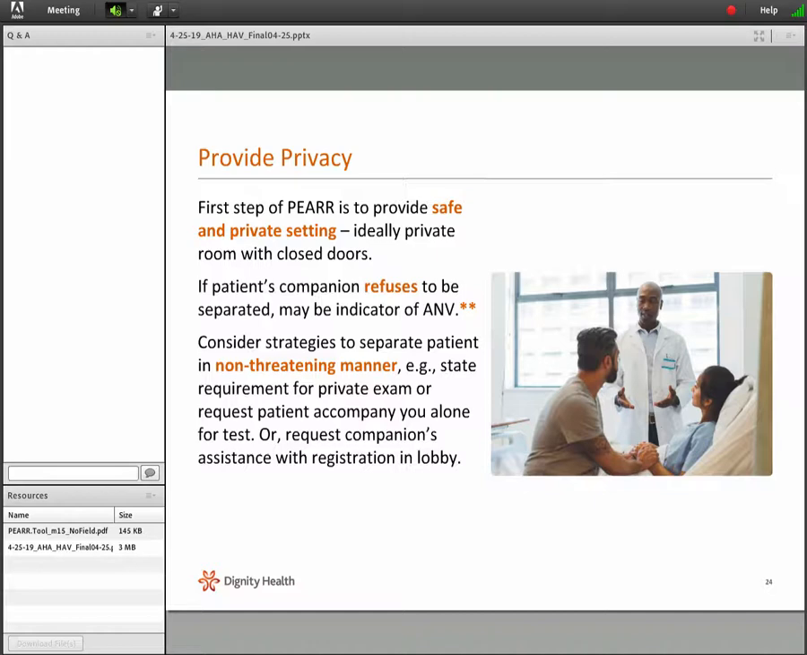So consider strategies to separate the patient in a non-threatening manner. For example, state a requirement for a private exam, or request the patient accompany you alone for some kind of a test, a pregnancy test, a urine test, radiology, and so on. Or request that the companion assist with something outside of the room, like registration forms.